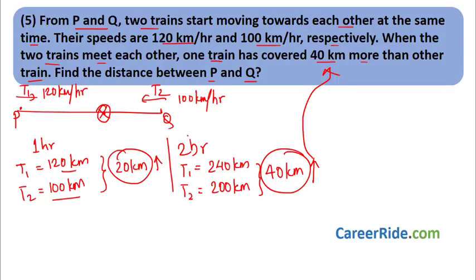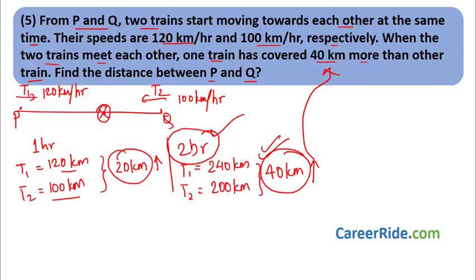What does that mean? The trains meet each other after 2 hours of traveling. They have said that the two trains meet each other, but it is not given after how many hours. By just observation and common logic, we found out that after 2 hours the trains meet each other, because it is only after 2 hours that the difference of distance covered is 40 kilometers.